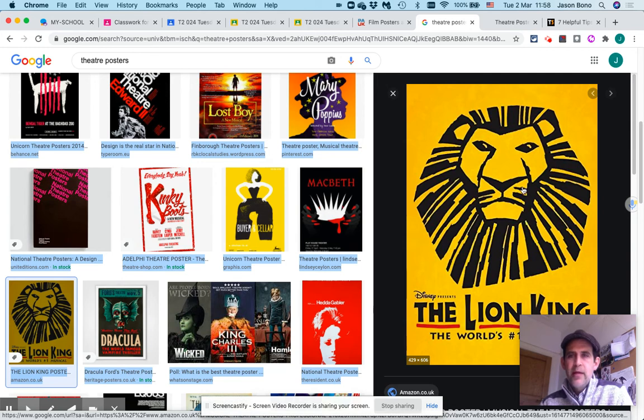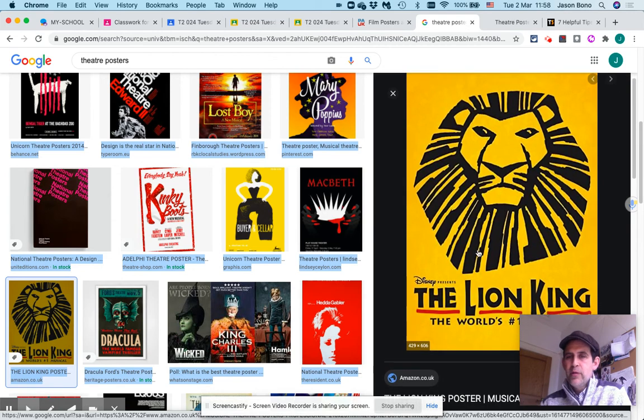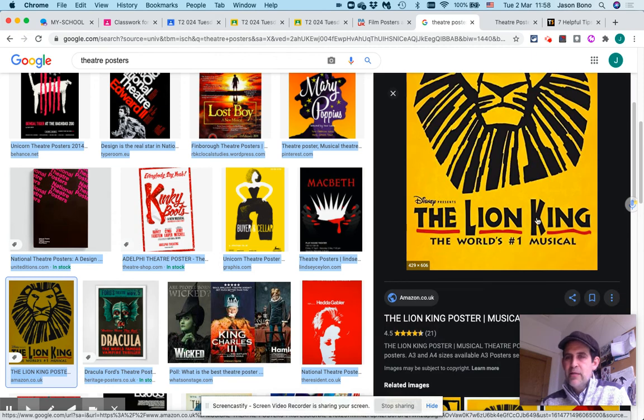And this lion is at the center of the story, if you know the story. So they've picked something really key to the story to grab people's attention, and made that the center. It's very simple and memorable. There's not a lot of text here. The Lion King is the largest font.